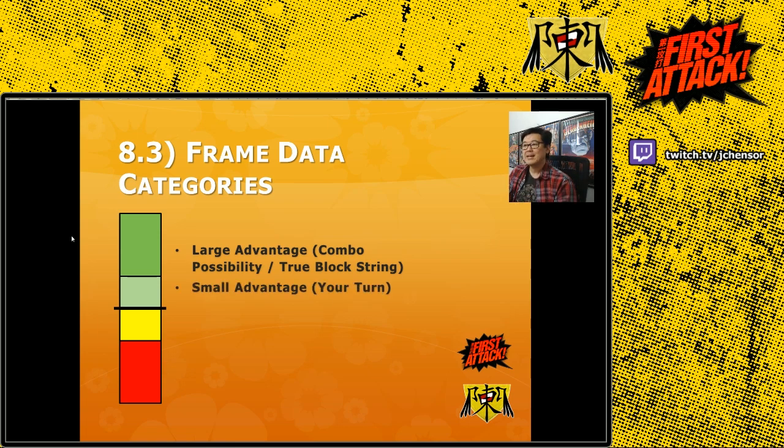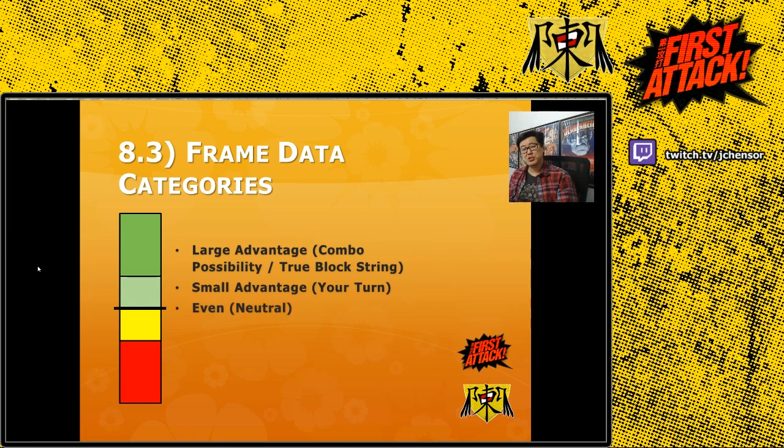Now, this light green square over here means you have a small advantage, and this is where people refer to it as your turn. If you do a move and you have a small advantage afterwards, it's your turn. Turns are such a vague concept, and that will be covered soon, so don't worry about that. Just understand that if you find yourself after a move on block with a slight advantage, it's your turn to attack. The opponent has to respect you.